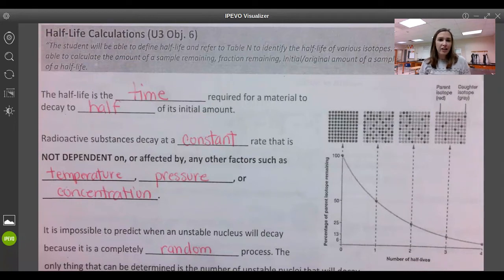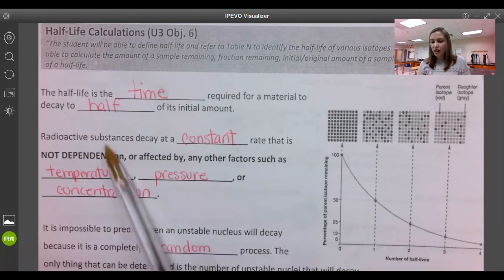All right, so today in our last objective for this unit, we're going to focus on half-life calculations. And you may remember half-life a little bit from earth science. We're going to just review the definition, what you need to know about it, and then really focus most of our time talking and working with some calculations.